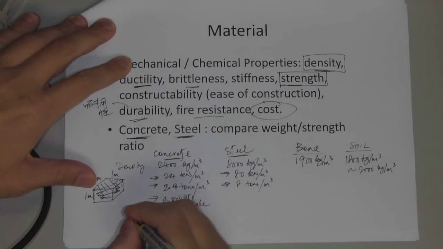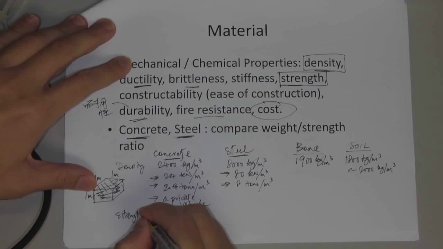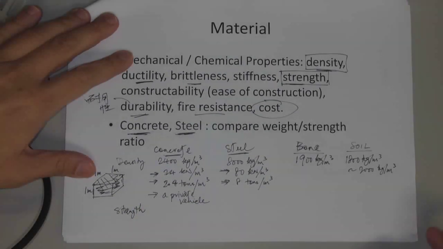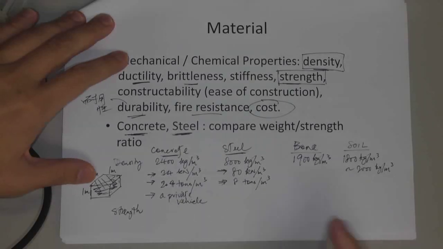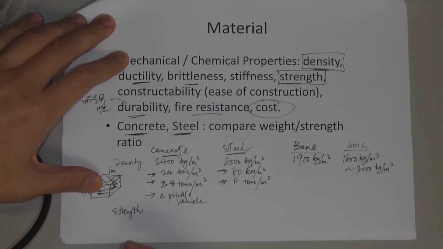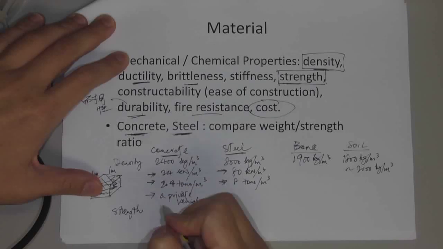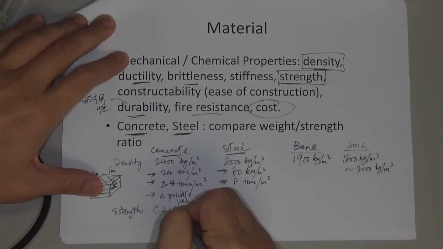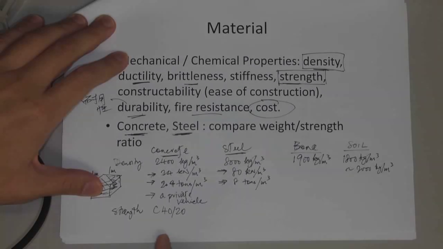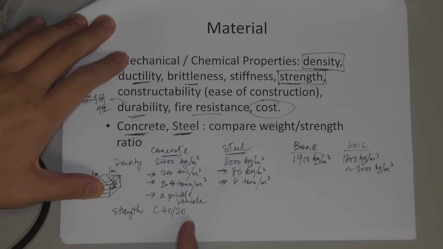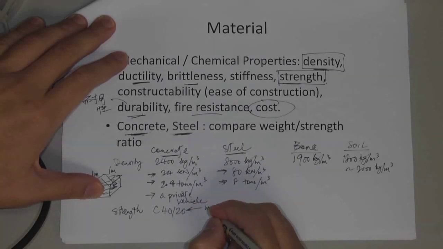And then what about the strength? In Hong Kong, when we talk about concrete, we usually specify what grade we use for building. Usually C40, 20. That's how we name the grade of concrete in Hong Kong. You should have learned this in the material part. So what does 40 mean? That's the strength of concrete. 20 is the maximum aggregate size. Do you know what is aggregate?